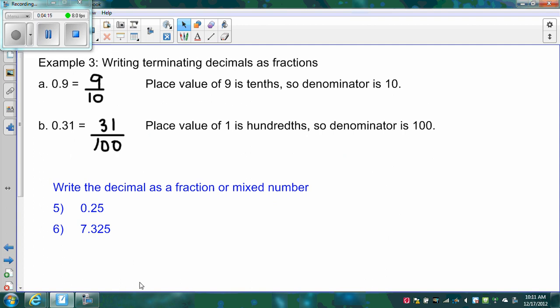Example 3. So in this case, write terminating decimals as fractions. So if we had 0.9, it's the tenths place, so the denominator of 10. So here, since we're only one decimal place, 9 divided by 10, because they're in the tenths place. In this case, we have 0.31. You go out to the hundredths place, so we put it over 100. So try that with the following two below.